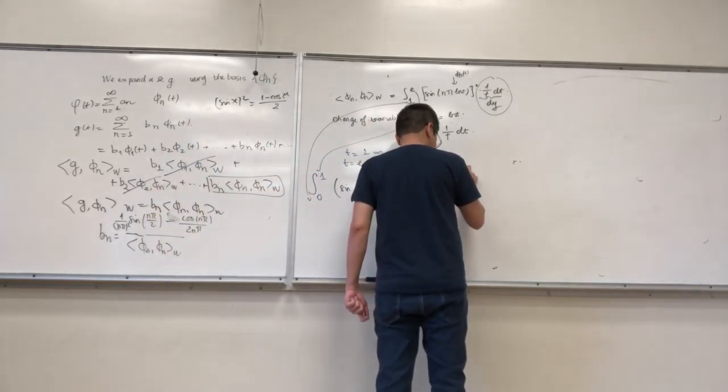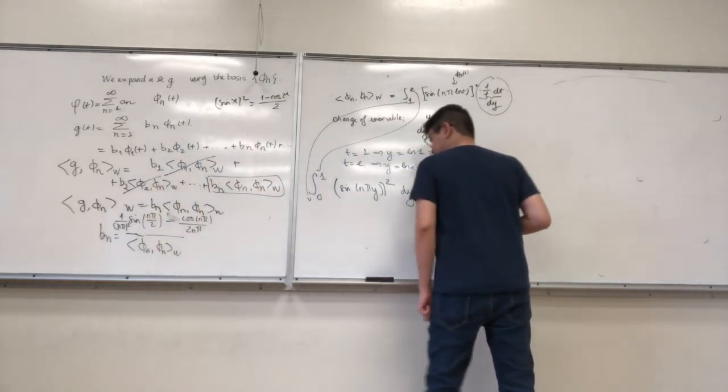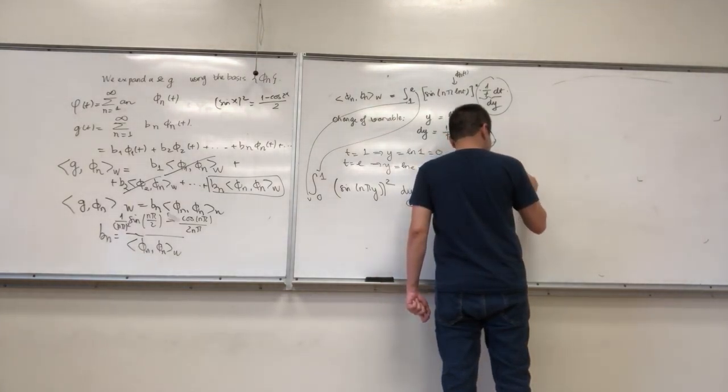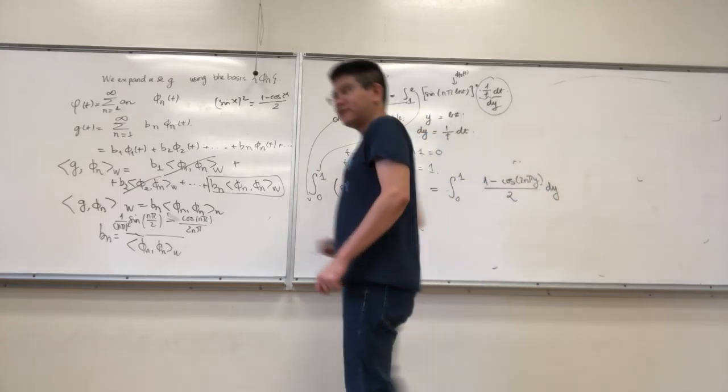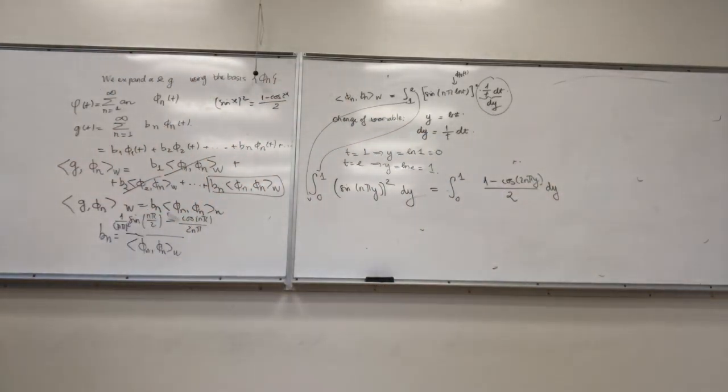I have the integral from 0 to 1 of 1 minus cosine of 2 n pi y over 2, and I take dy. Right, sine squared is 1 minus cosine 2 times over 2. So how can I continue? Now you can just split the integral: the integral from 0 to 1 of 1 half, and then minus the integral from 0 to 1 of cosine of 2 n pi.